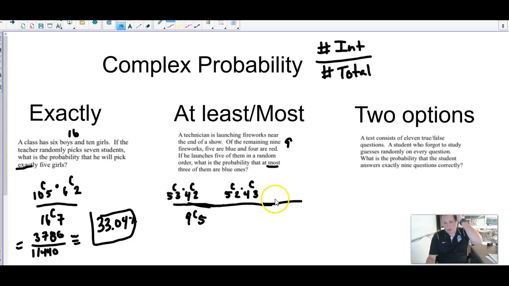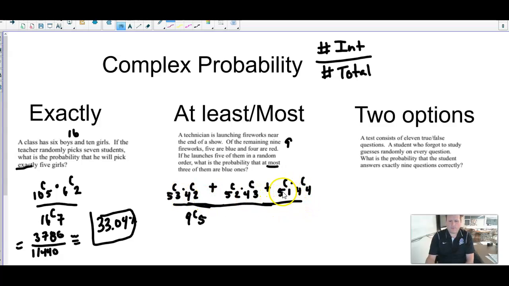And then there's one more. I could actually take 1 blue as well. So I could go 5 combinations of 1. That'd be 1 blue. And then I would do 4 combinations of 4, which I'd need all 4 of them to be red at that point in time. And then all I do is just add all these individual things together.